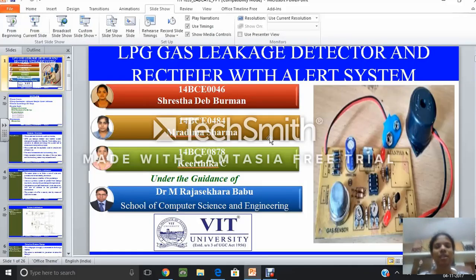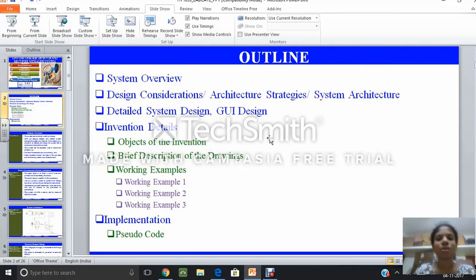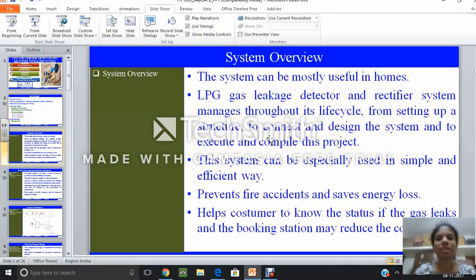Hi, this is Keerthika. In this project we are going to explain about the LPG gas leakage detector and rectifier with alert system. These are the outlines of this presentation. First, it is the system overview.